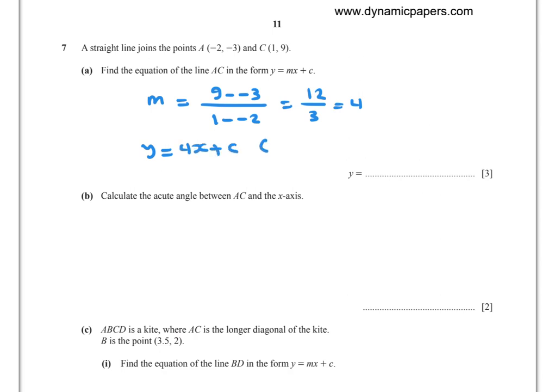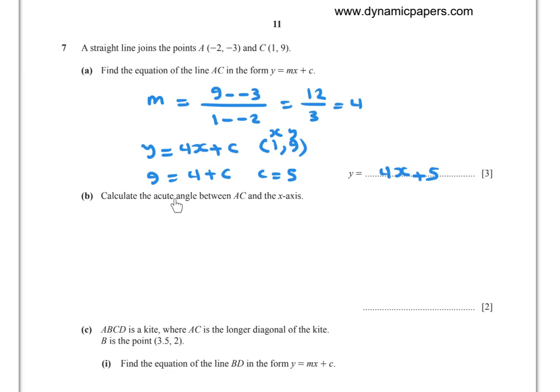Now substitute any point, 1 and 9, for example, this x and this y. So 9 equals 4 times 1, which is 4, plus c, so c equals 5. So the equation of the line is y equals 4x plus 5.